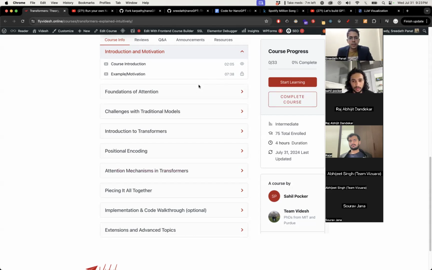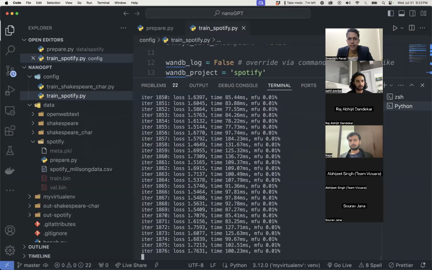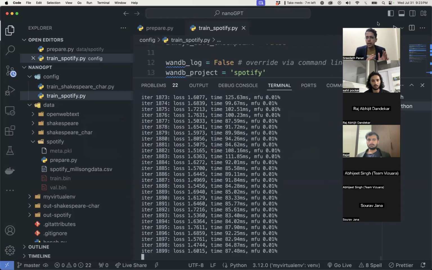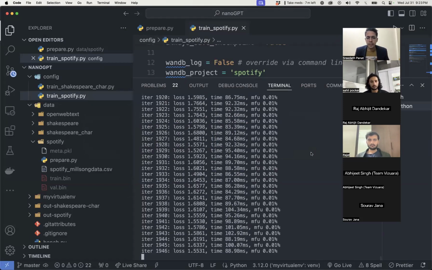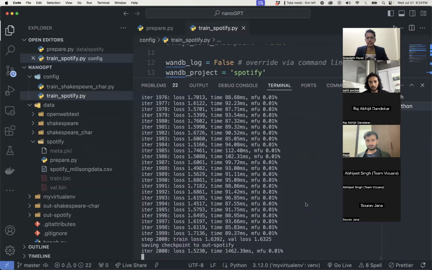Let me come back to the Nano GPT. Can you see my Visual Studio Code right now? Okay, so the iterations are almost finishing. We were planning 2000 iterations initially. Yeah, so iterations have finished.